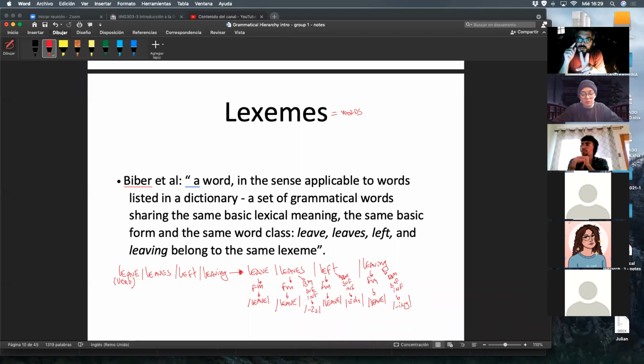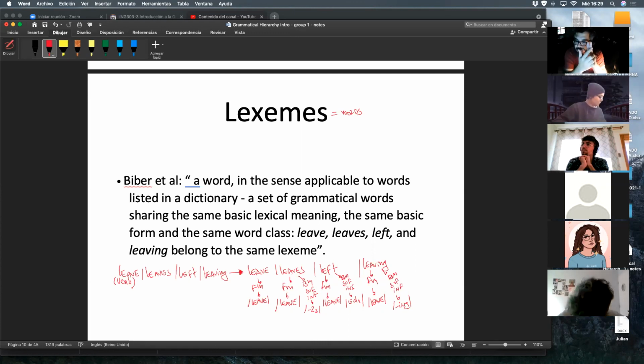Then I can use it in the third person singular for the present simple. Therefore, I'm going to add the final S that we add when we use the third person singular pronouns, he, she, it. Leave, then you add the S. Therefore, there's a change in the form and in the grammatical meaning or feature, right? So we have another form, leaves. But leaves is the very same lexeme as leave, right? Therefore, they belong to the same lexeme.